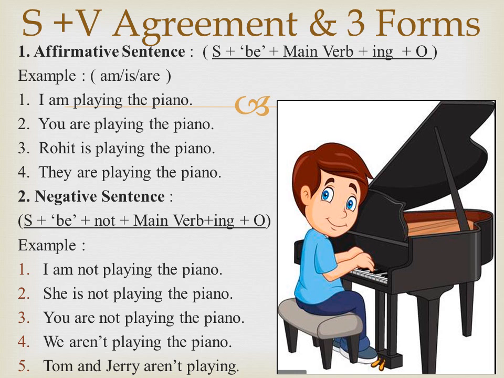Let us learn negative sentence. Subject plus be verb plus not plus main verb in ing form plus object. She is not playing the piano. We can also use contracted forms here. We aren't playing the piano.